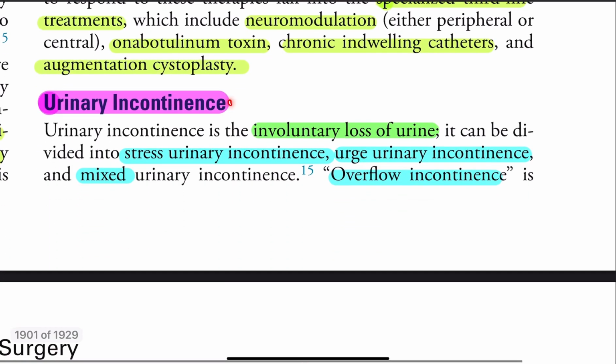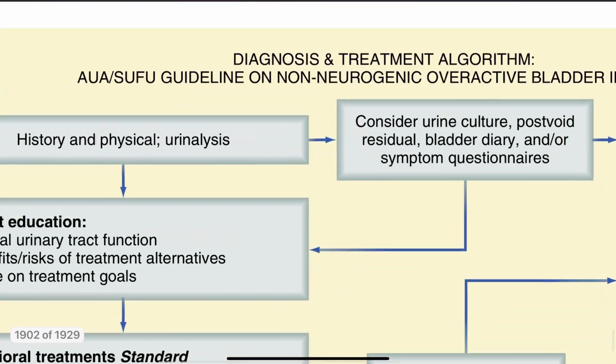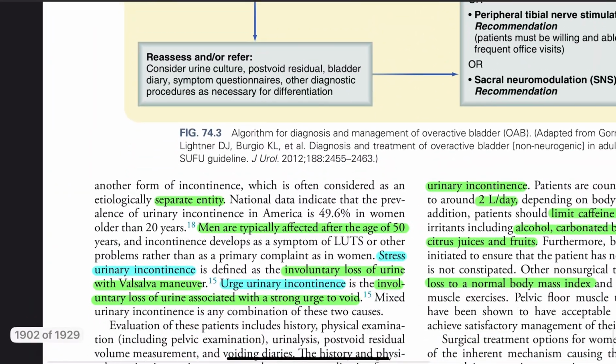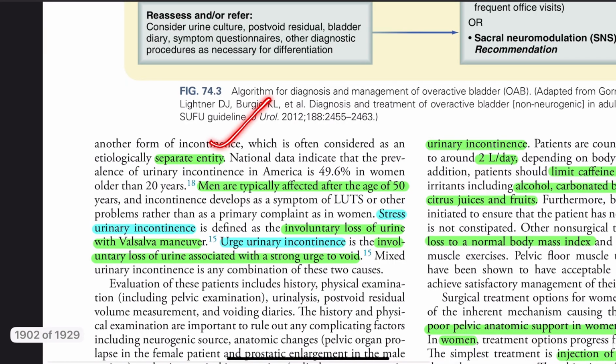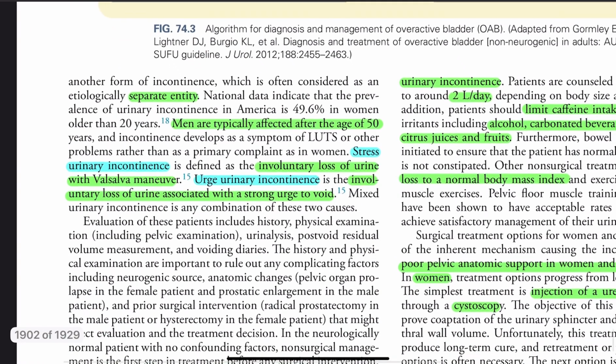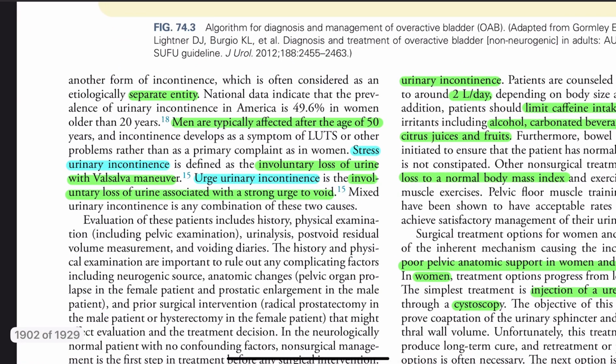Incontinence means involuntary loss of urine. It could be stress urinary incontinence, urge urinary incontinence, or mixed. Overflow incontinence is another form of incontinence, which is often considered a separate entity. Females mostly over age 20, and men over the age of 50, are affected.